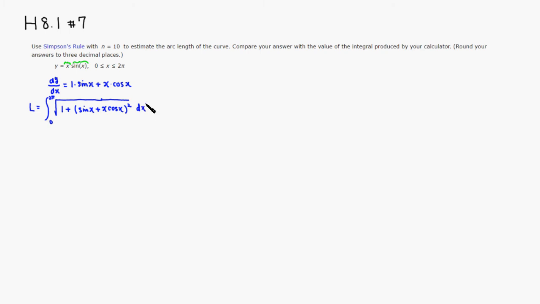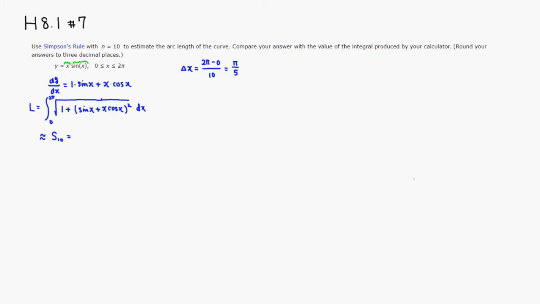We're going to approximate this using Simpson's rule with n equals 10, so we look at S10. For this, delta x is b minus a over n. b is 2 pi and a is 0, over n is 10. So this is going to be pi over 5.